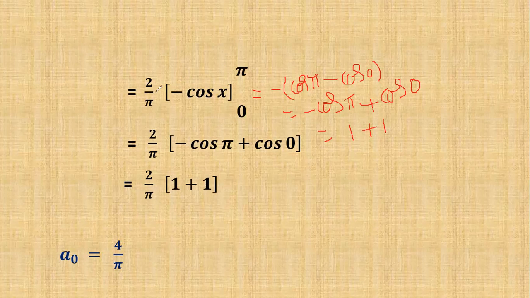This is the a naught term. 2 by pi into minus of cos x from 0 to pi. That means minus of upper limit minus lower limit, that means cos pi minus cos 0. Minus cos pi plus cos 0. Cos pi is equal to minus 1. Minus into minus 1 is equal to plus 1. Therefore 1 plus 1. This is equal to 4 by pi. Okay, this is the a naught term.